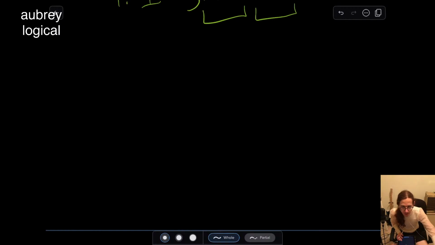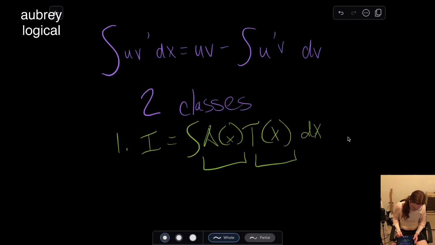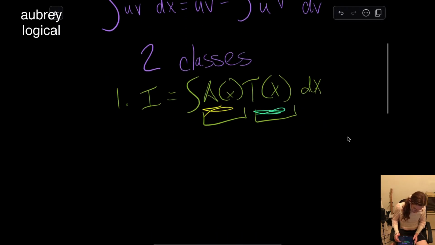However, I think math is pretty cool, and I think passing math is even cooler. So basically, the reason that this says a of x and this says t of x is because it's talking about the different kinds of functions.